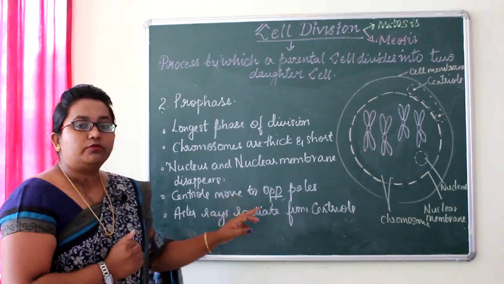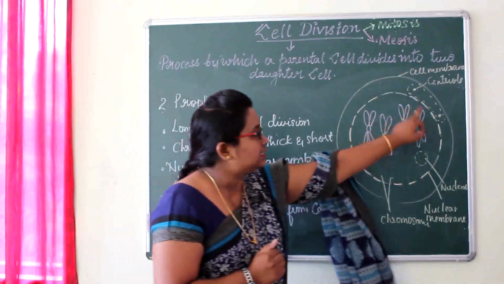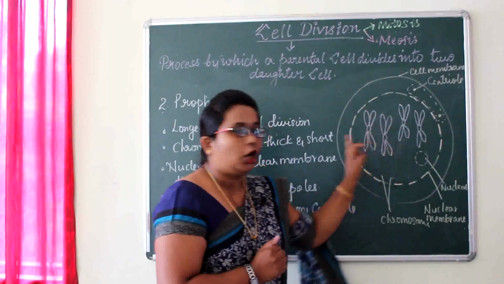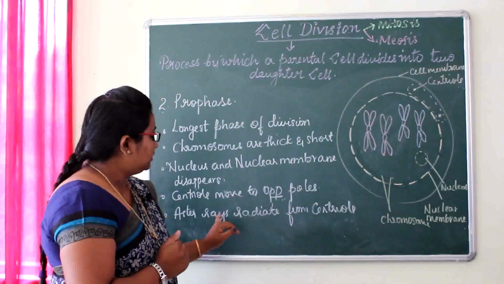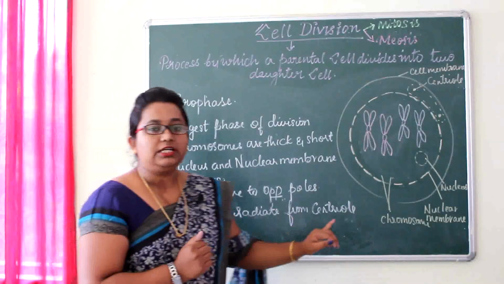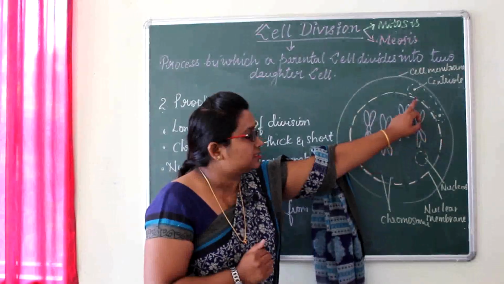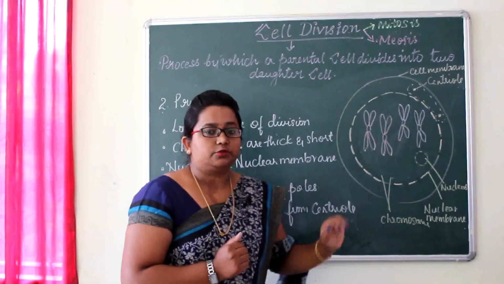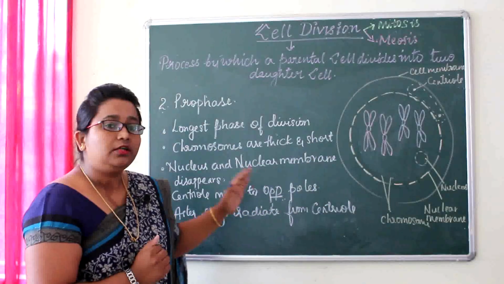And the centrioles move to the opposite poles. These are the centrioles. They move towards the opposite poles, and the aster rays radiate from the centrioles. The aster rays start to radiate from the centrioles. So these are the processes which occur in prophase.